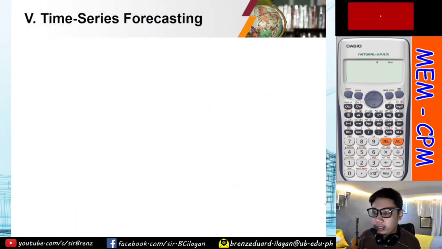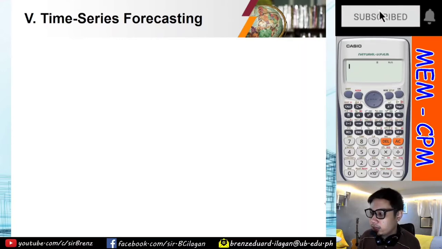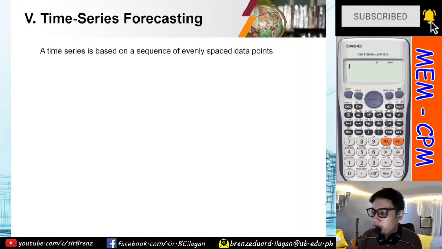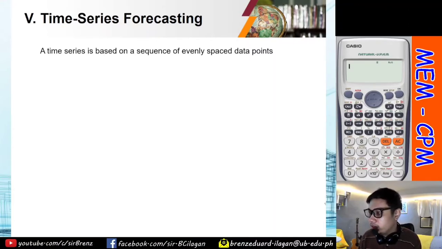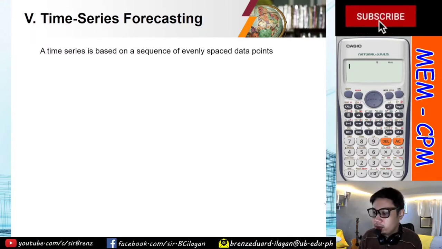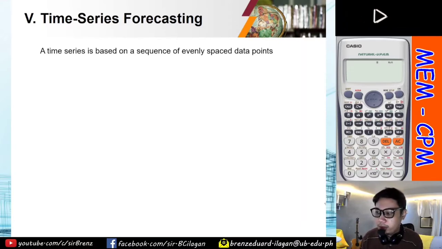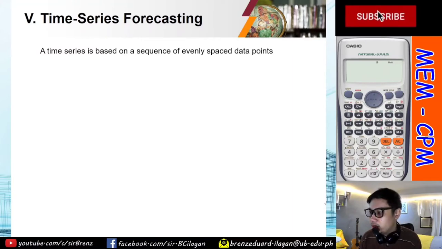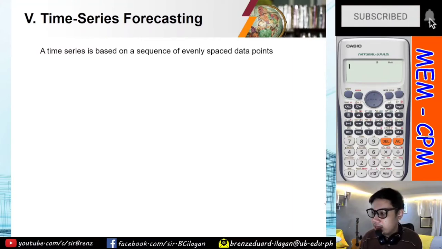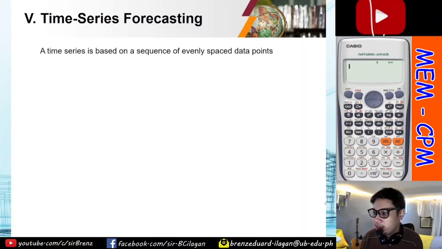Okay, so let's now proceed with topic number 5. This is about time series forecasting. Time series is based on a sequence of evenly spaced data points, for example weekly, monthly, quarterly, and so on. Examples include weekly sales of Nike Air Jordan, the quarterly earnings report of Microsoft stock, the daily shipment of Coors beer, and the annual consumer price index. So those are some of the examples. So ang sabi dyan, forecasting time series data implies that future values are predicted only from the past values and that other variables, no matter how potentially valuable, may be ignored.